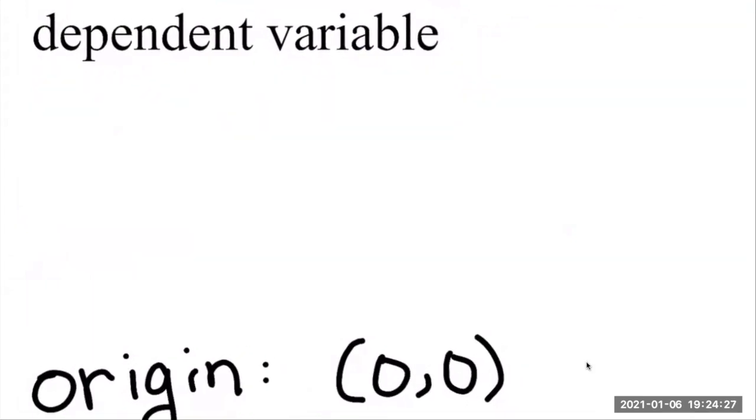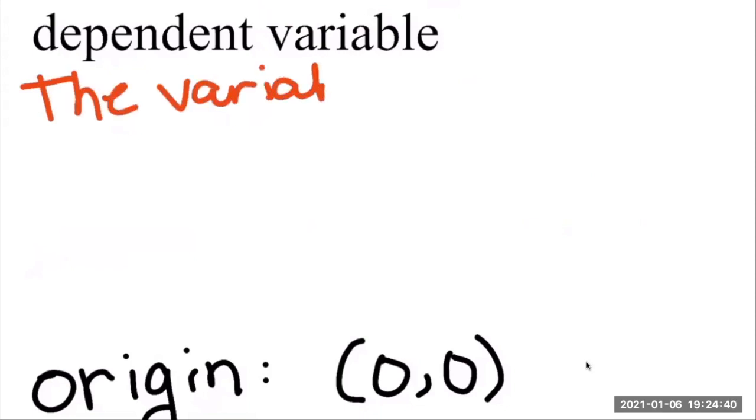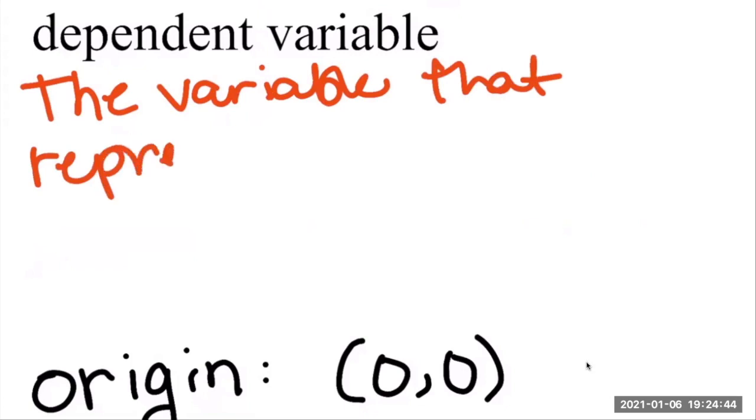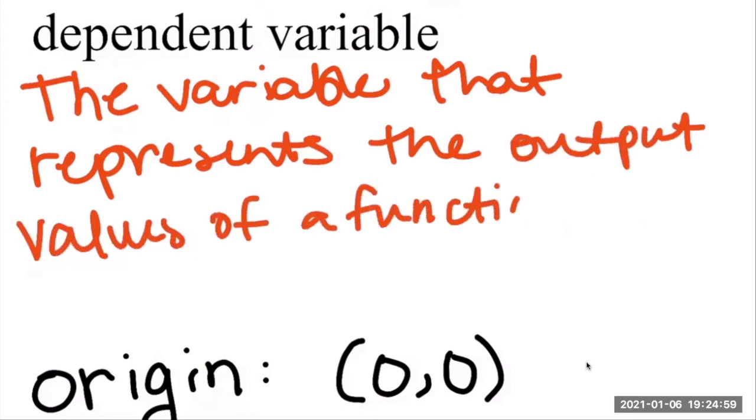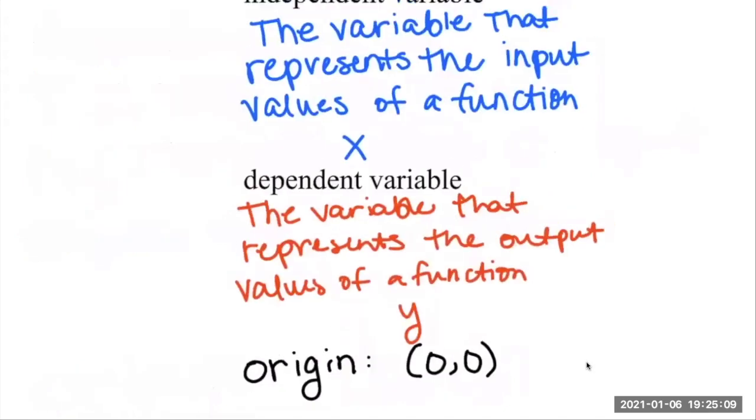Now, as I'm sure you guessed, dependent variable is going to be the exact opposite. It's going to be dealing with the output values. So the variable that represents the output values of a function. So again, this is referring to your y values. So dependent, the output, and your range are all referring to the same types of things.